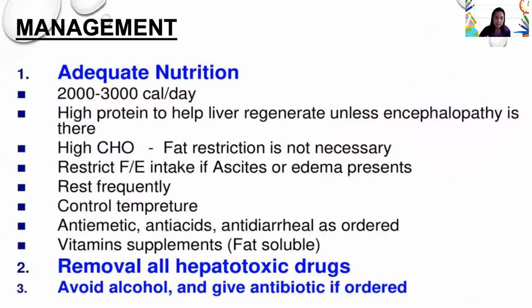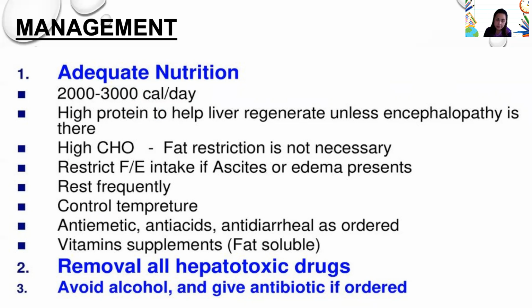So ano ang management natin para sa cirrhosis? First is yung napaka-importanteng adequate nutrition. Dapat 2,000 to 3,000 calorie per day. High protein to help liver regenerate unless encephalopathy is there. So kung wala pa siyang hepatic encephalopathy or hepatic coma, pwede mo pa siyang pakainin ng high protein. Pero kung meron na siyang hepatic encephalopathy, dapat low to moderate protein na lang.